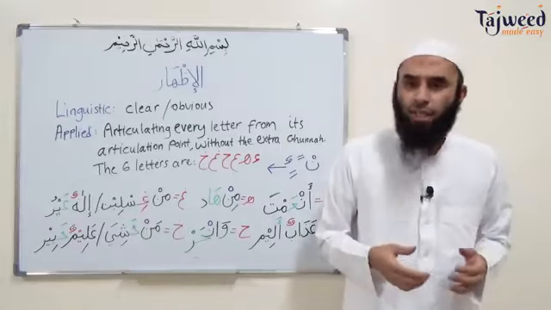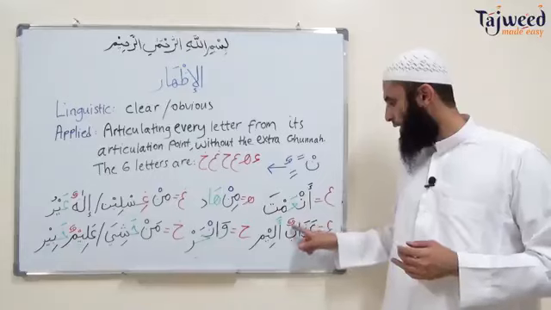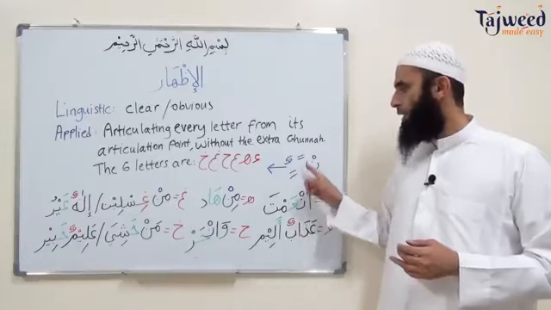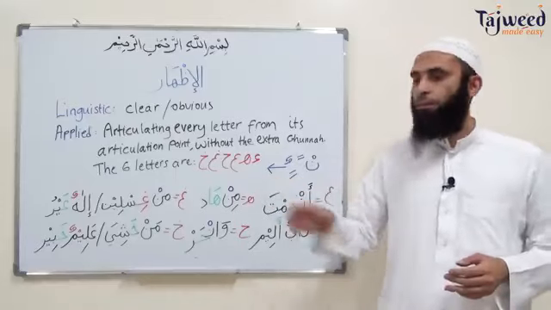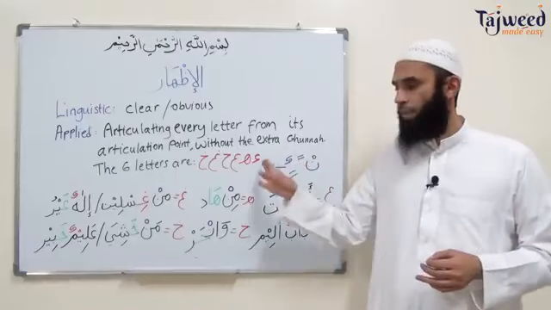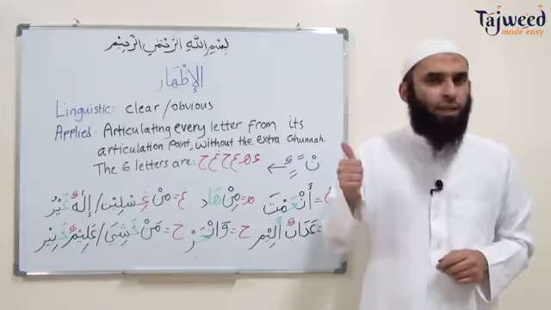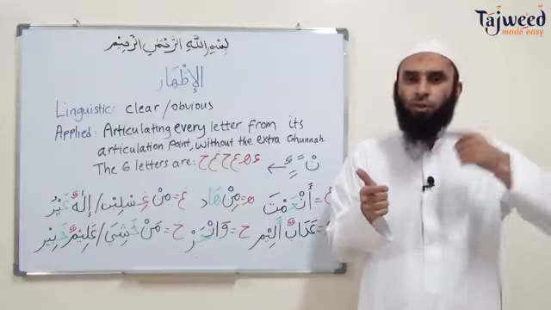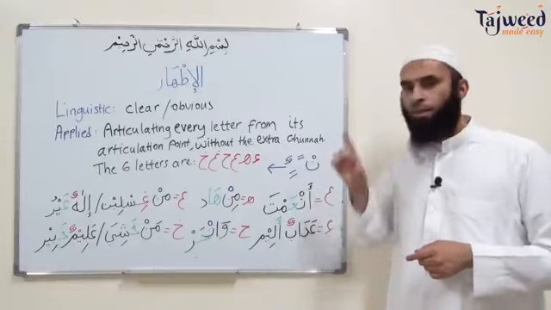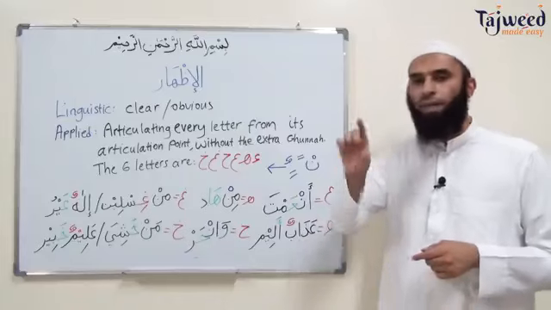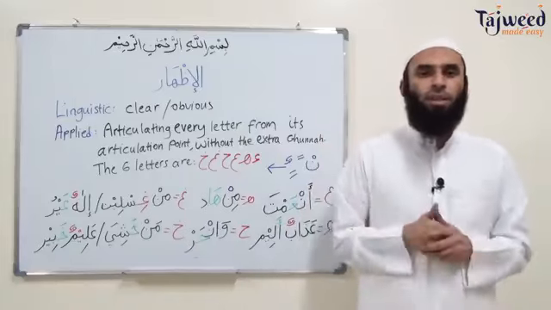So al-idhaar basically, whenever we find a nun sakina or a letter that's tanween, fathatan, kasratan, dhammatan, followed by one of these six letters, next to each other, then we need to do two things. One, make the nun clear. Secondly, we do not produce the extra ghunnah. Just touch, let go. An'amta or adhabun alim minha. Just touch, then let go. This is what idhaar is.